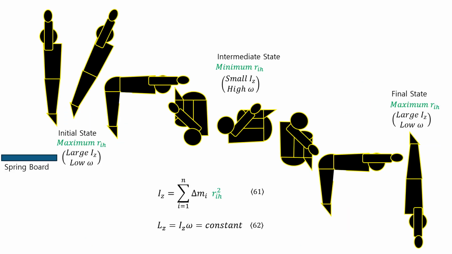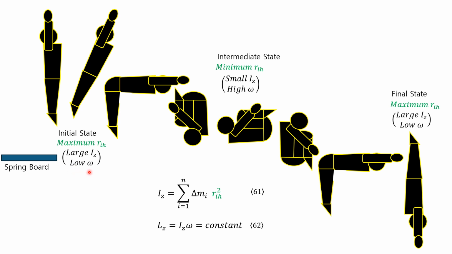As an example of how the principle of angular momentum is applied to the movements of athletes, let's analyze the movements of divers using the mass moment of inertia equation 61 and the law of conservation of angular momentum, equation 62. When a diver jumps from a springboard, he stretches his arms and legs as far as possible to distribute his body weight as far as possible, increases the mass moment of inertia, and starts a slow rotation.